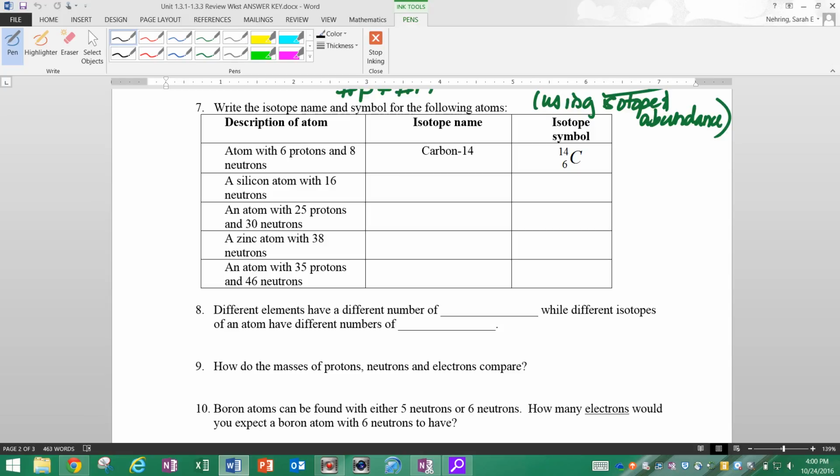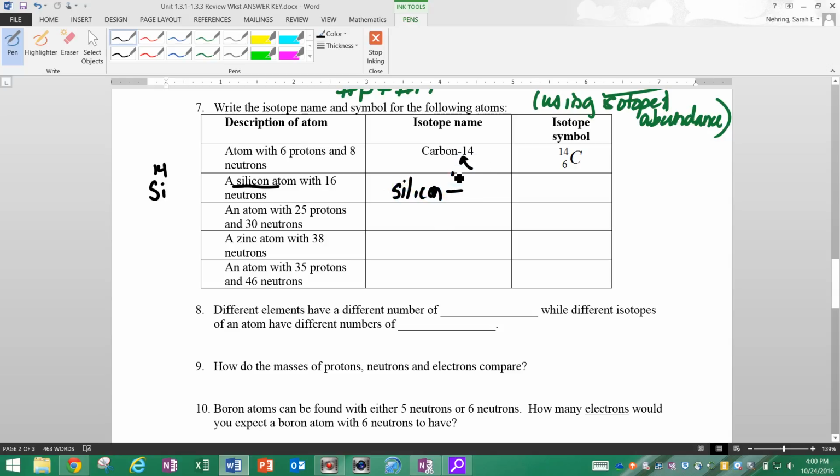So problem 7, we're looking here at interpreting some things with isotopes and being able to write the isotope name as well as the isotope symbol. So right here, we got a description, a silicon atom. So right away what I know is that silicon is the symbol Si, and if I look up on the periodic table, silicon has 14 protons in it. That's the atomic number.